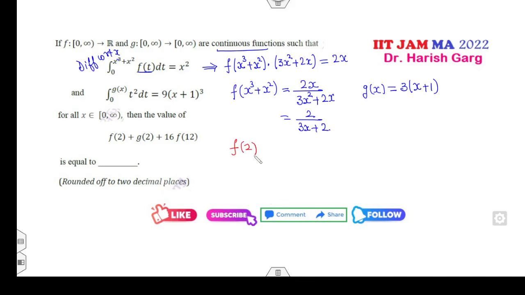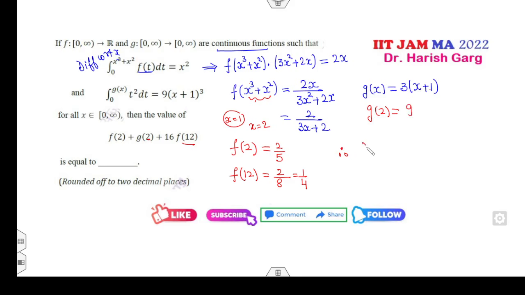What is f of 2? f of 2 के लिए x कितना होगा यहाँ पे? You have to substitute x as 1. So the answer is 2 over 5. Fine. What is the value of f of 12? For what value of x can you choose? x will be 2, 8 plus 4. So if x is 2, then it is 6 plus 2 is 8. That is 1 over 4. And what is the value of g of 2? That is 6 or 3. 3 into 3 is 9.